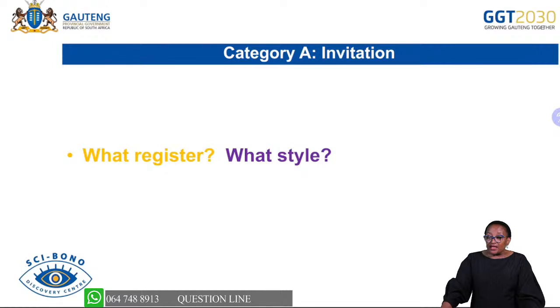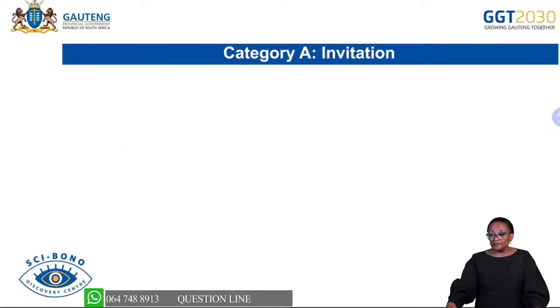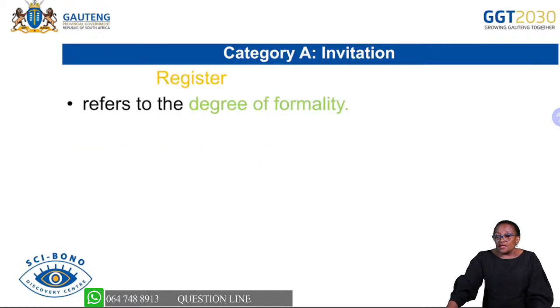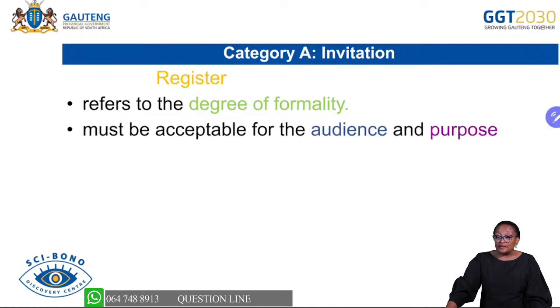What register and what style? Before we get into that, let's try to understand, what do we mean by register and what do we mean by style? Register refers to the degree of formality. It must be acceptable for the audience and purpose. So that is the register. The degree of formality has to be acceptable to the audience and the purpose thereof.